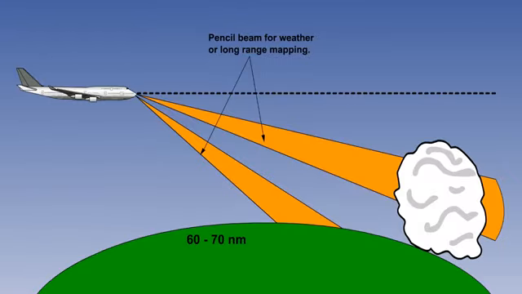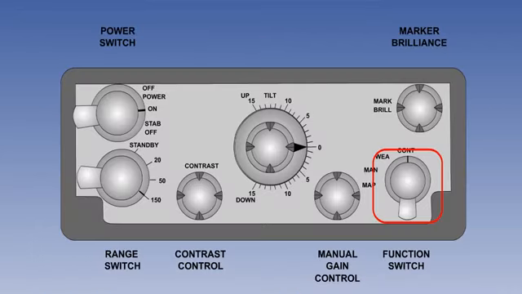Due to the curvature of the Earth, the tilt should be higher when the selected range increases or when the aircraft descends to a lower altitude. The function switch has 4 positions: map, manual, weather, and contour.